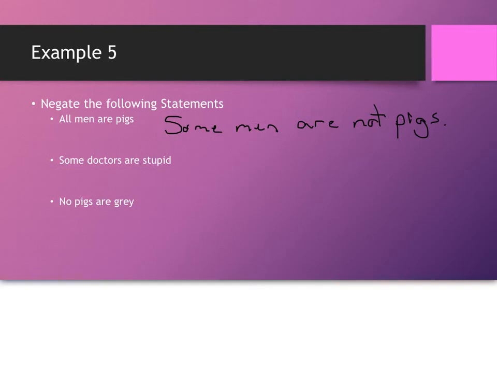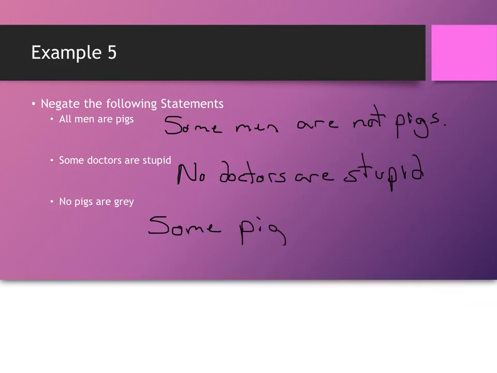If I say some doctors are stupid, all right, to negate that, we say no doctors are stupid. To say no pigs are gray, well, the negation of that should be some pigs are gray.